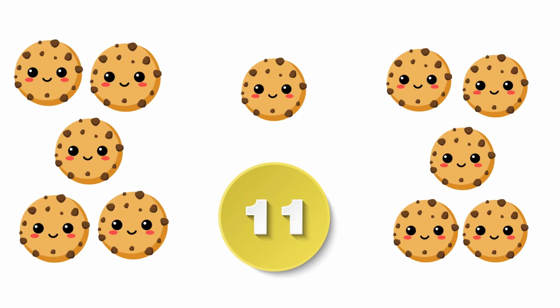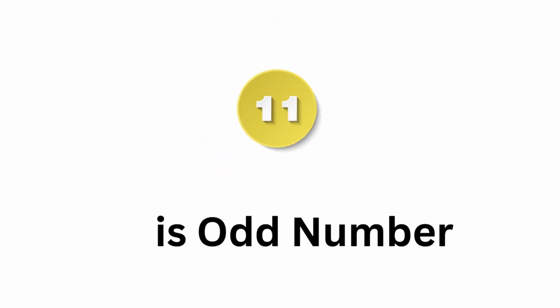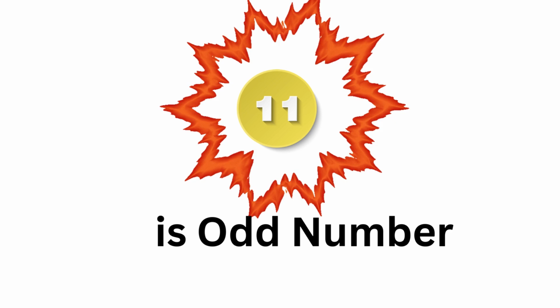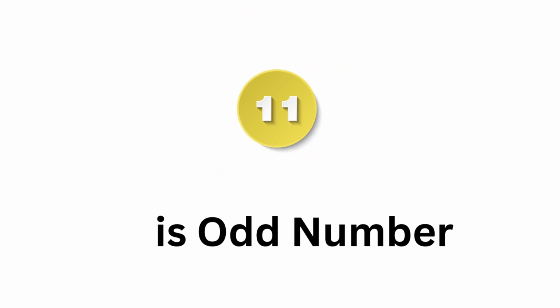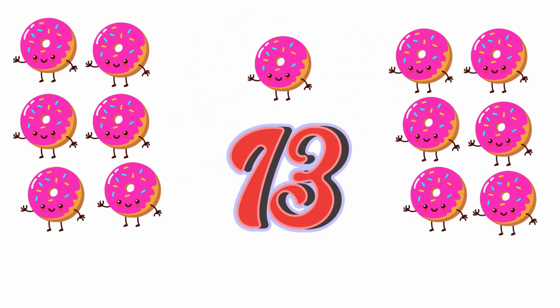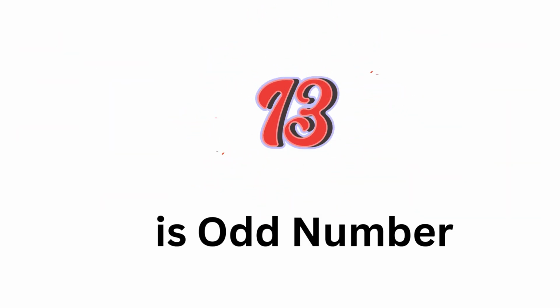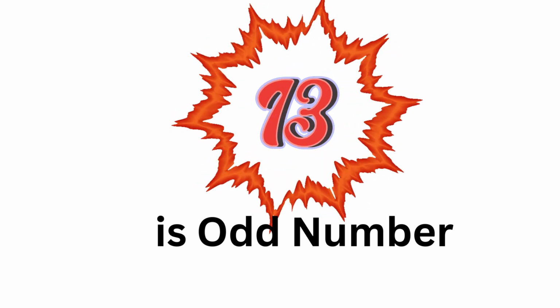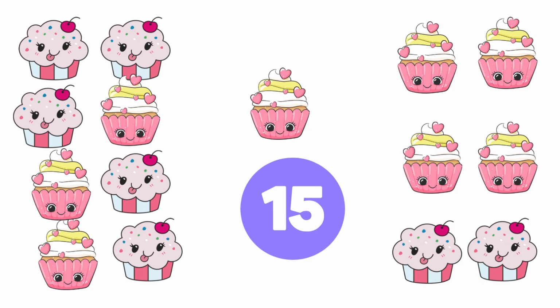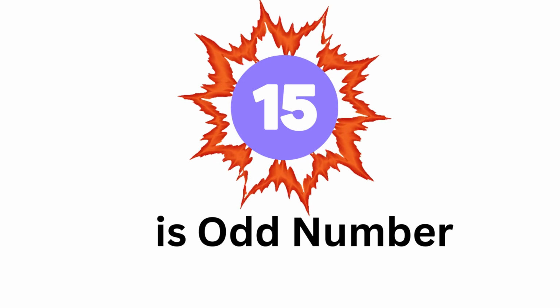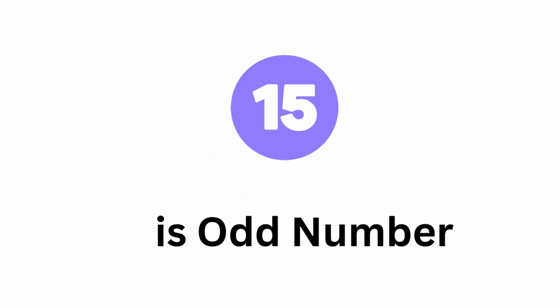How about 11? Can we split 11 into two equal groups? Right. 11 is odd because there's always one left over. Let's try 13 and 15. Can we split 13 into two equal groups? Right. 13 is odd because there's always one left over. Now, let's try 15. Can we split it into two equal groups? Right. 15 is odd because there's always one left over.